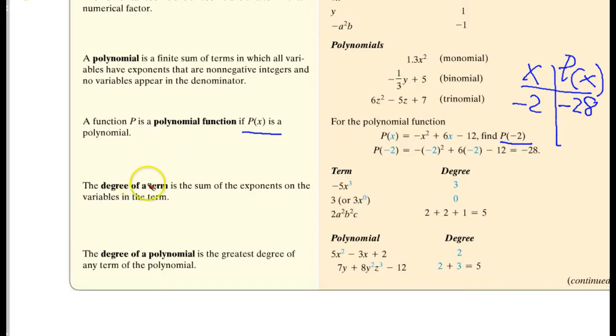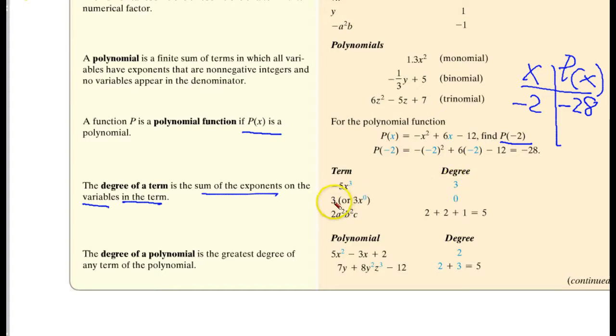So let's take a look at this word degree of a term. So as we look at the degree of the term, it's the sum of the exponents on the variables in the term. So the sum of the exponents on the variables in the term. So here the variable is x, the exponent is 3, so the degree is 3.